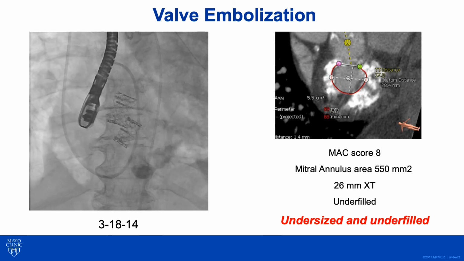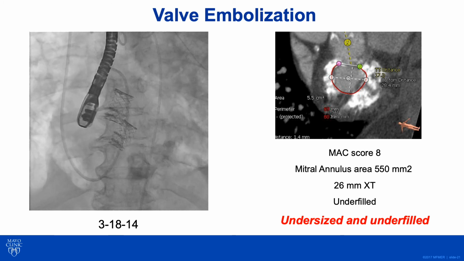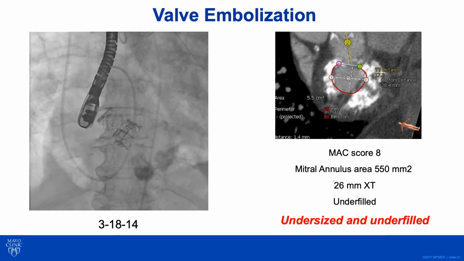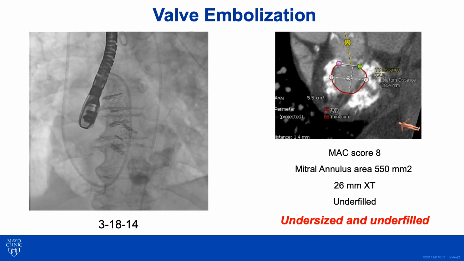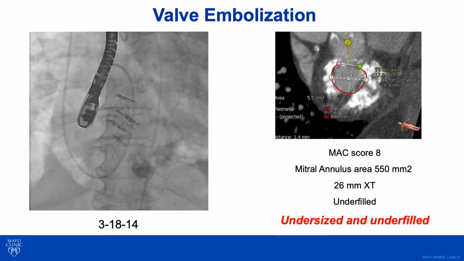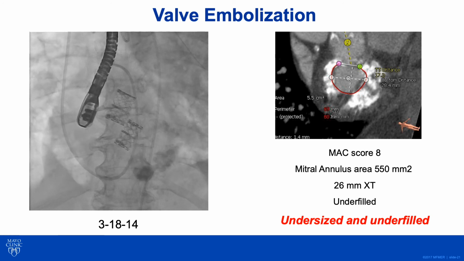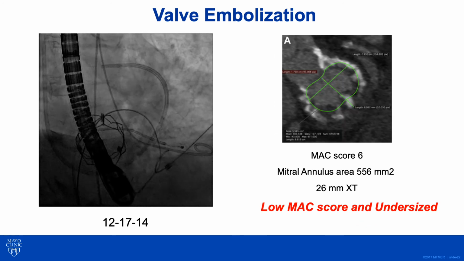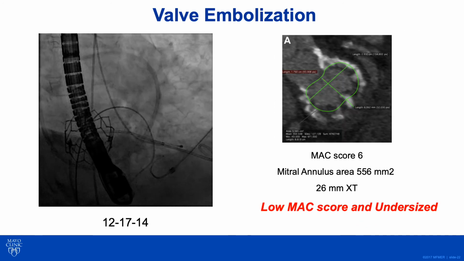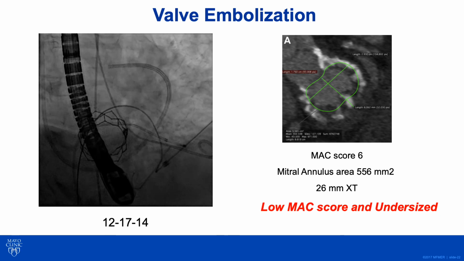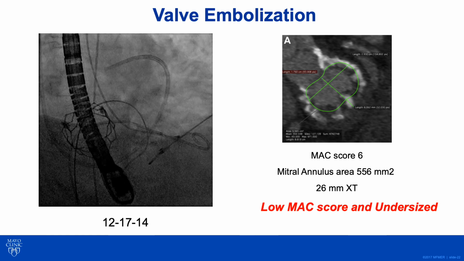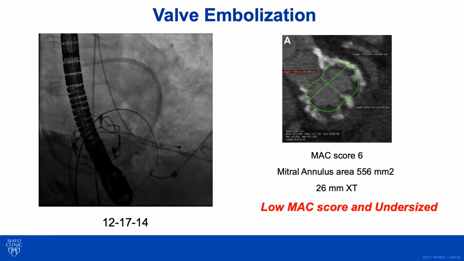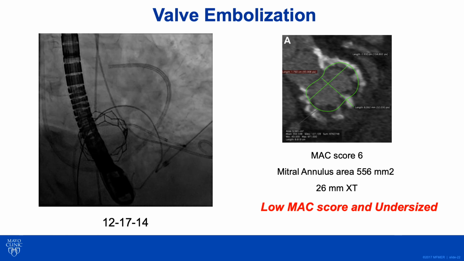So going back to the cases I showed, this patient had a good score of 8, so a lot of calcium, but this valve was clearly undersized, and in addition to that, it was underfilled. So this valve embolized. The second case had a MAC score of 6, which by itself would put this patient at higher risk of embolization. And in addition to that, it was also undersized, so double risk for embolization.